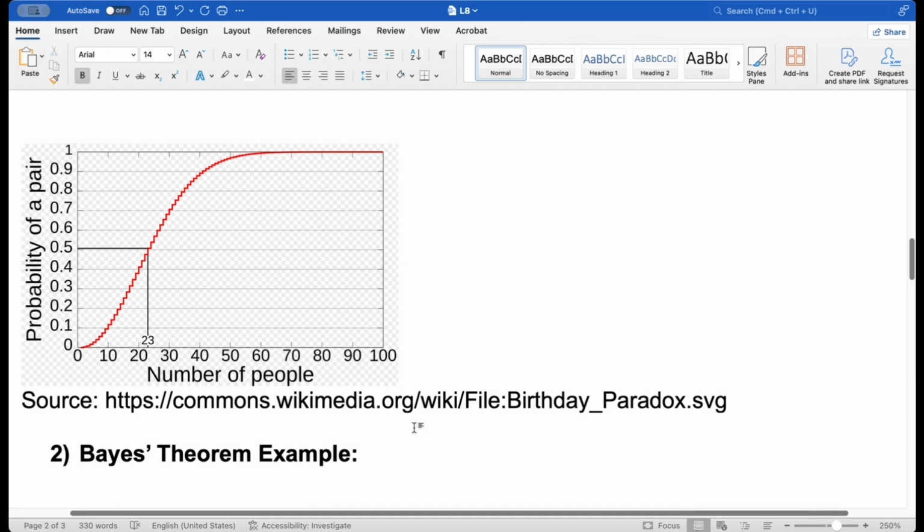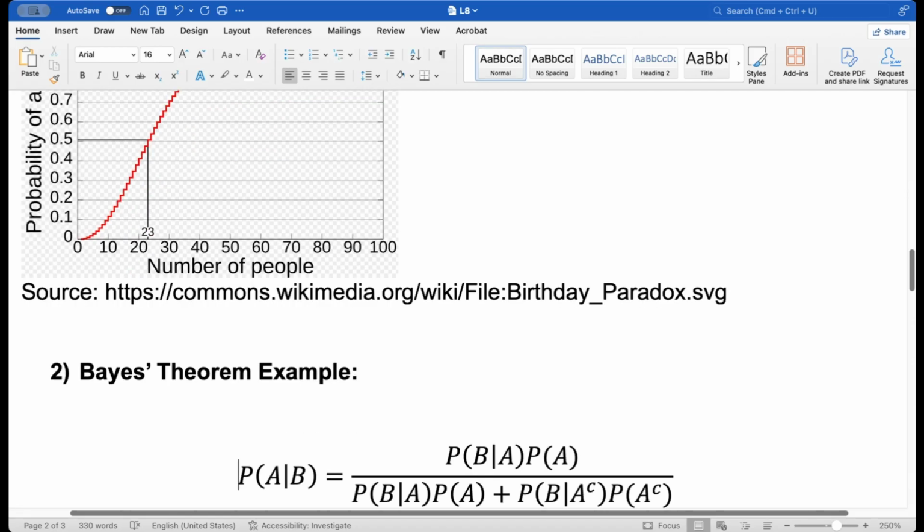Okay, up next, a couple of Bayes' theorem examples. So recall Bayes' theorem, conditional probability A given B. It's a reversal: probability of B given A times probability of A. And then the denominator, we have to basically work through the cases. In this particular situation, we have just A and A complement, but it is possible that there may be more than two terms in the denominator. It's probability B given A times probability of A, matching the numerator, plus probability B given A complement times probability of A complement.